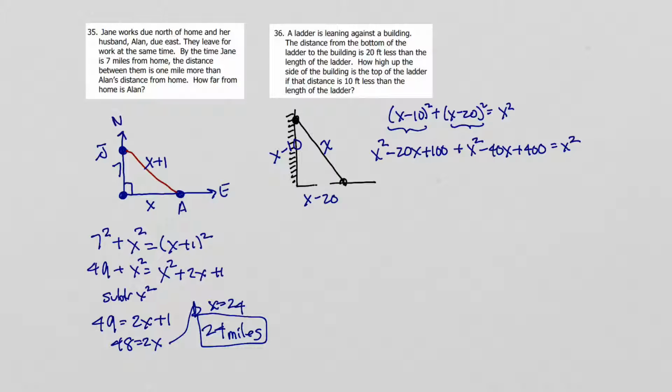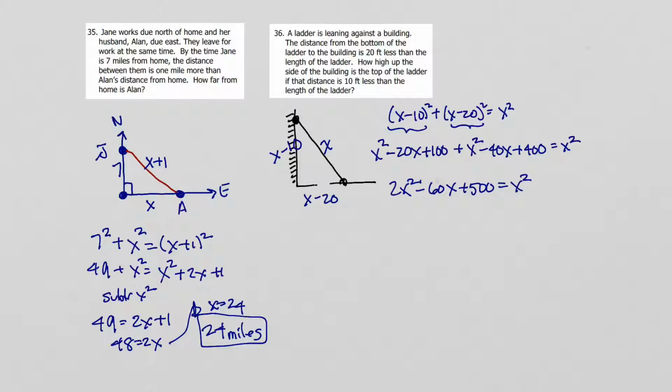And now on the left side, we get an x squared plus an x squared, so we're going to get two of those. We get 2x squared. Then we've got negative 20x minus 40x is minus 60x. And then we've got 100 plus 400, well that's 500. And that's all equal to that x squared on the right.